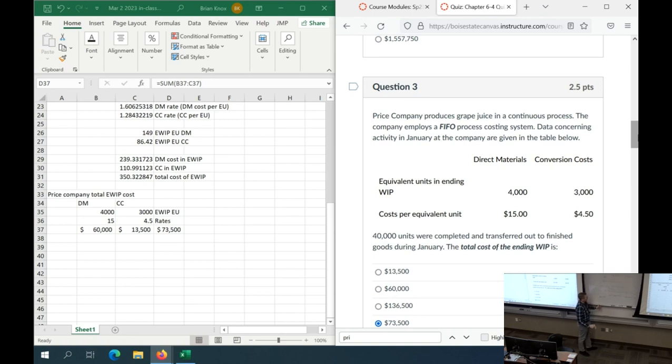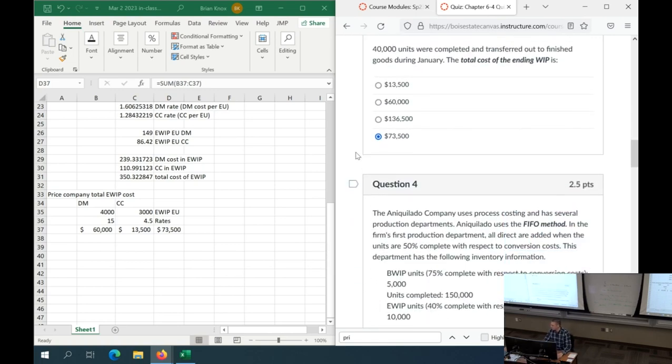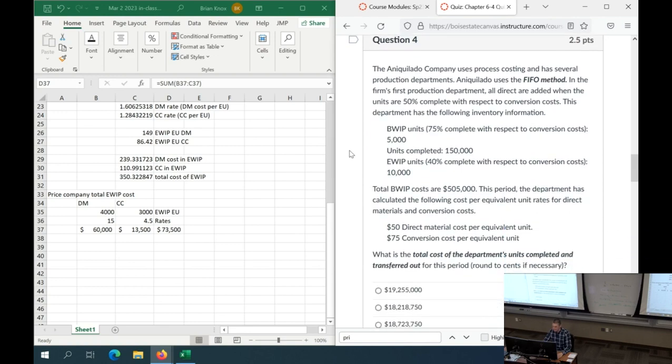That's the trick. If direct materials are added at the very beginning of the process, then the total equivalent units for direct materials under FIFO only, not under weighted average, but under FIFO, just becomes units started. Okay, what other questions do we want to go over?